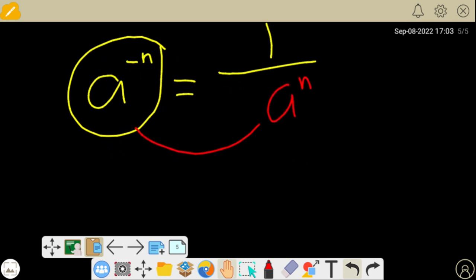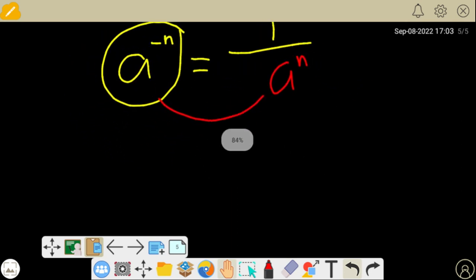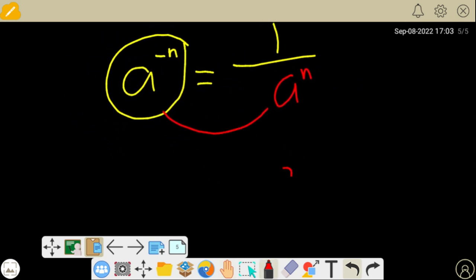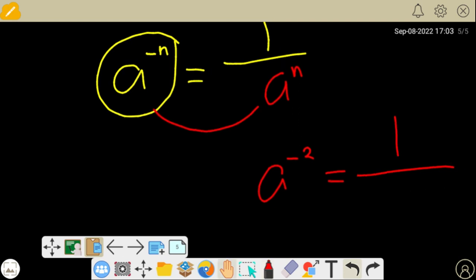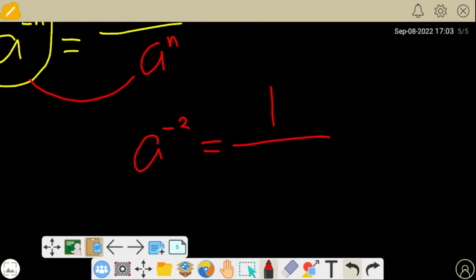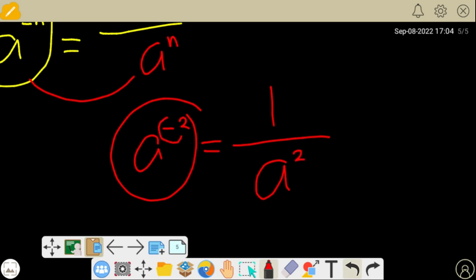So for example, if we have a raised to negative 2, this becomes, just put a bar sign, put 1 on the numerator, then this whole expression right here will become your denominator, a raised to 2, and omit the negative sign. So that is, for example, another example.